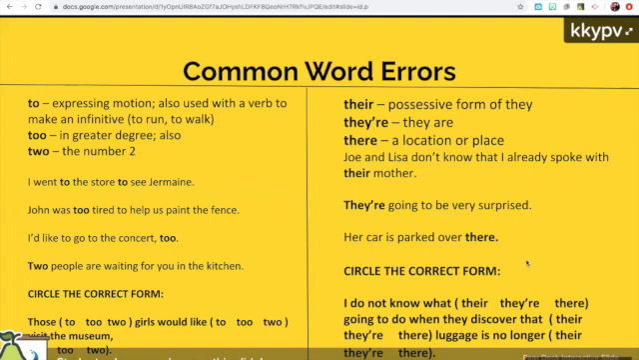Okay, good. There are also three versions of their. THEIR, which is the possessive form of they. That is their dog, or those are their parents. Okay. THEY'RE means they are. They're going to. They're happy. Okay, they are. And there, THERE is a location or a place.